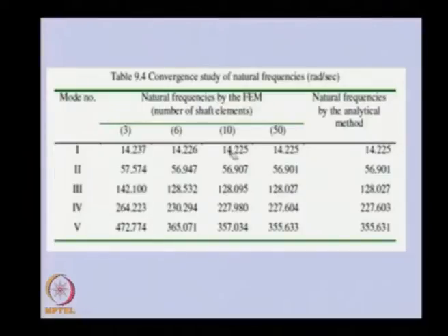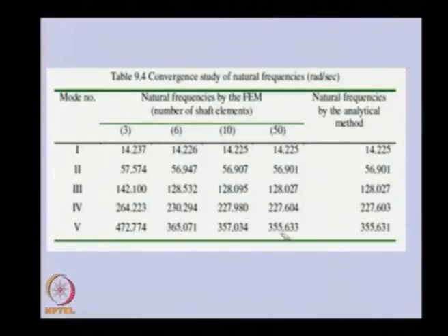So just to test whether these are accurate, I have taken 50 elements. You can see now that up to the 4th mode, up to the 10th element itself, we have got that. There is a slight improvement in the 5th mode as compared to the 10th element. So with 50 elements we could get quite accurate results up to the 5th mode.